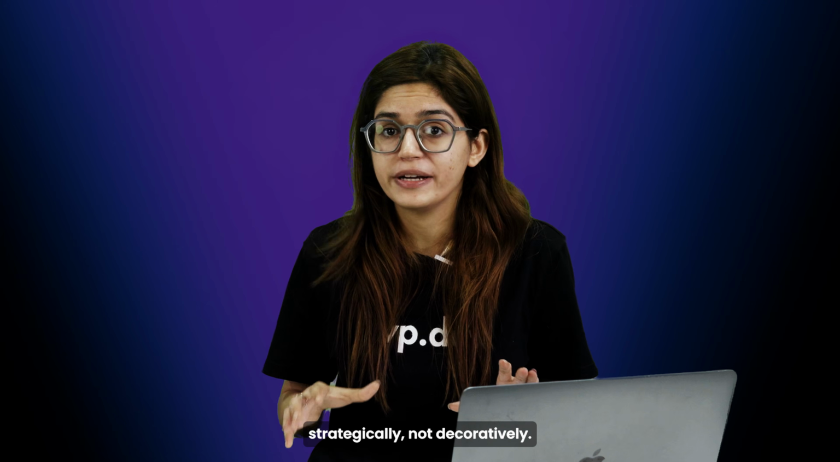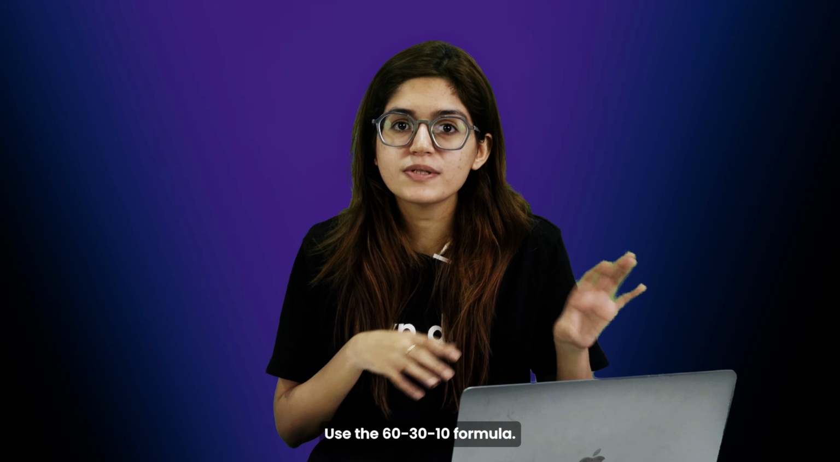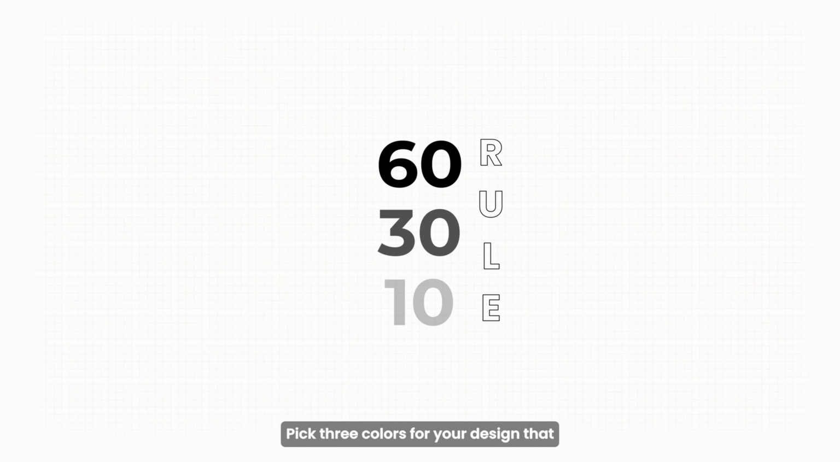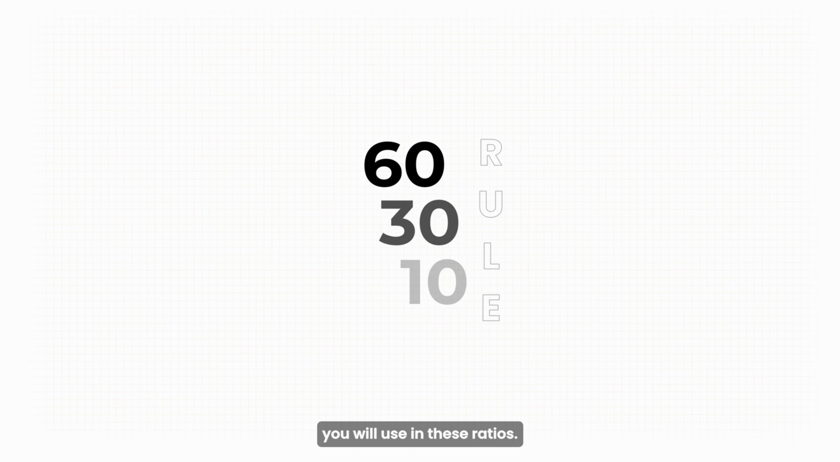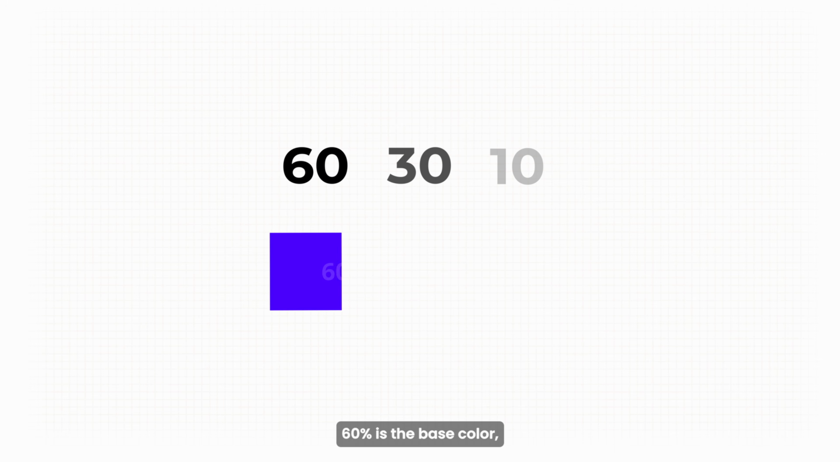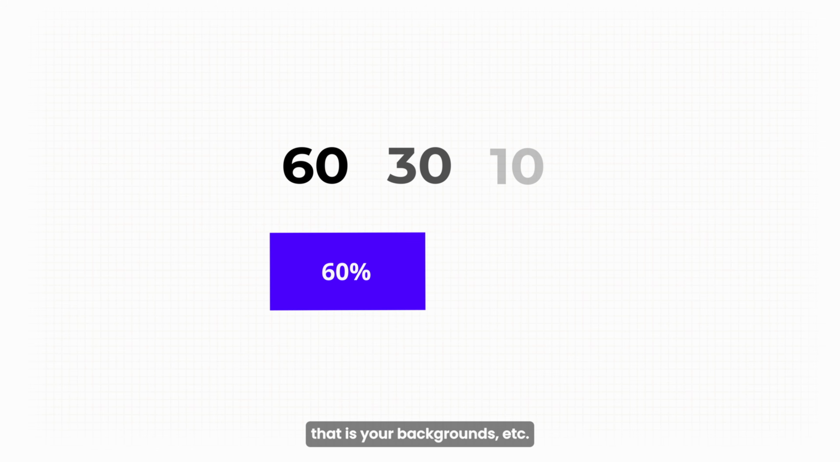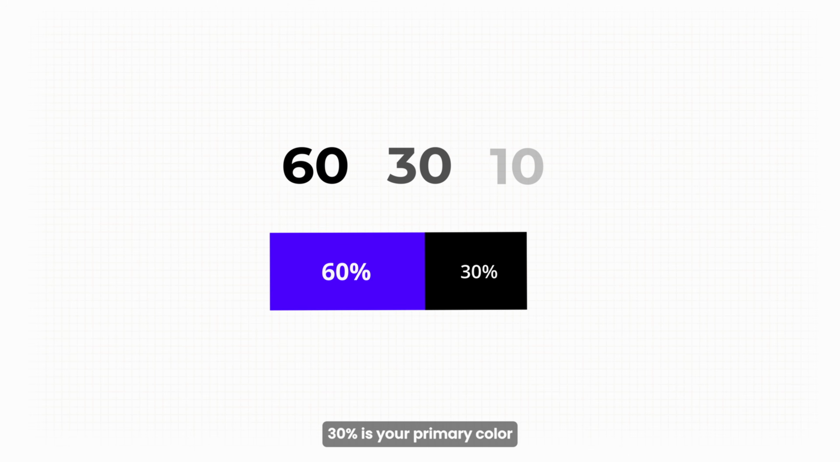Use color strategically, not decoratively. Use the 60-30-10 formula. Pick 3 colors for your design that you will use in these ratios. 60% is the base color, that is your backgrounds, etc., for which a neutral color is usually the best. 30% is your primary color for text and information, and 10% is the accent color you want to use to draw their attention, like to a call to action button or links.